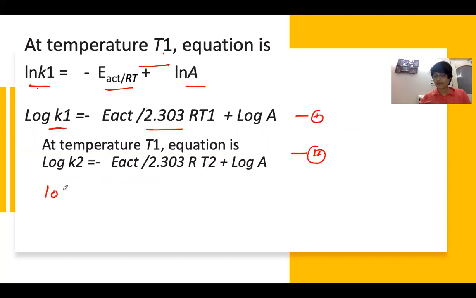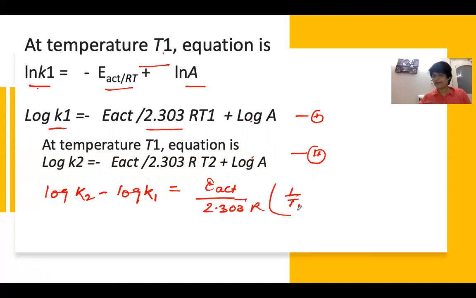When you do log K2 minus log K1, because we want a single expression, log A will get cancelled. Here E act upon 2.303 R is a constant value, and inside the bracket you get 1 by T1 minus 1 by T2. This is your expression for a number of numericals. And log x minus y remains as log K2 upon K1, which is equal to E act upon 2.303 R.